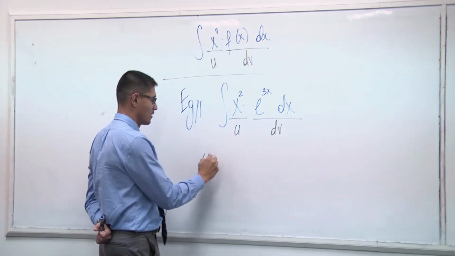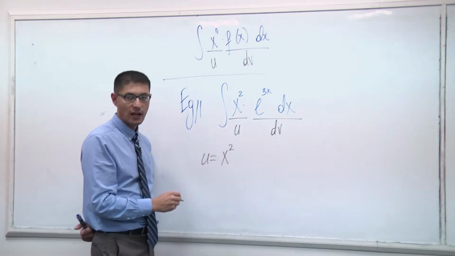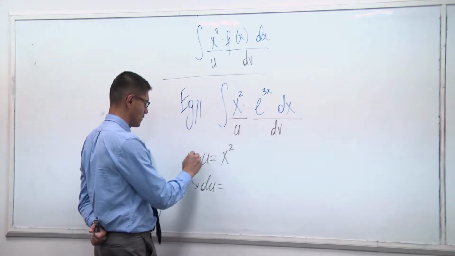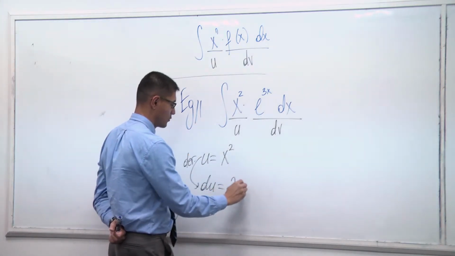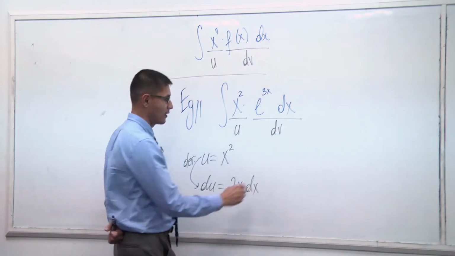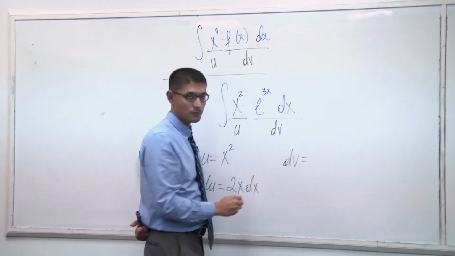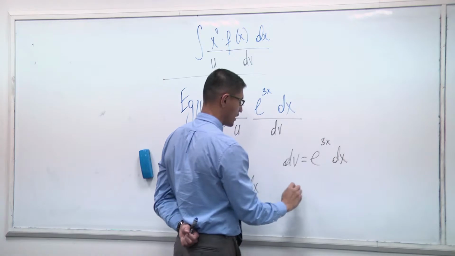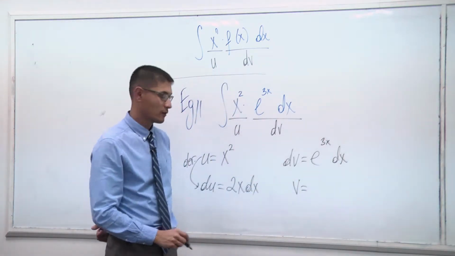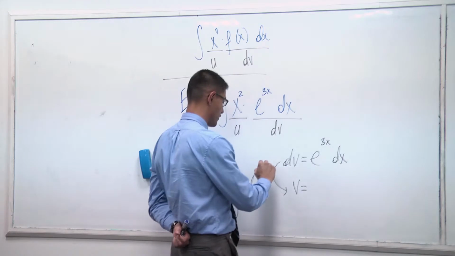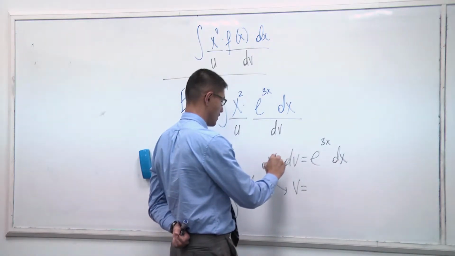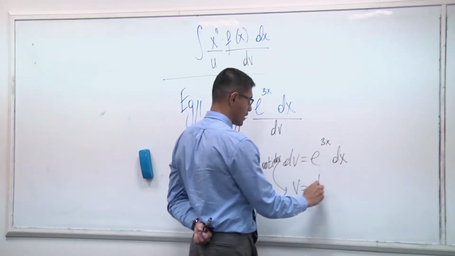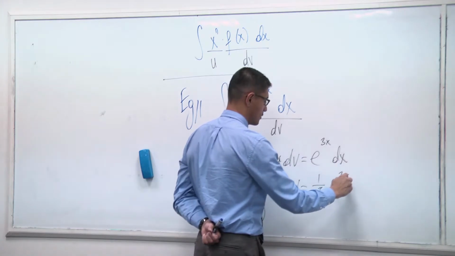Next step, from u, we have to calculate du. This is again a derivative. So what's the derivative here? We get 2x dx. And then from dv, which is e to the 3x dx, we'll calculate v. And here we're doing an anti-derivative. So what's the antiderivative of e to the 3x? Well, it's 1 over 3 e to the 3x.